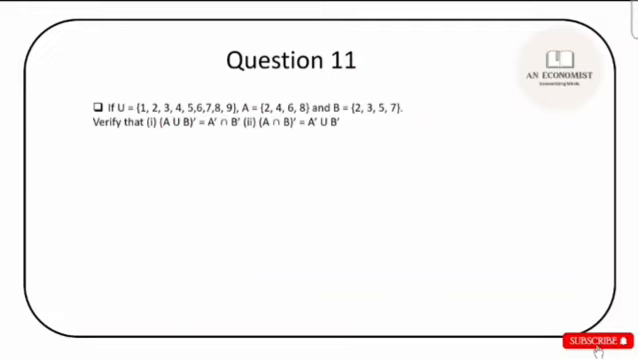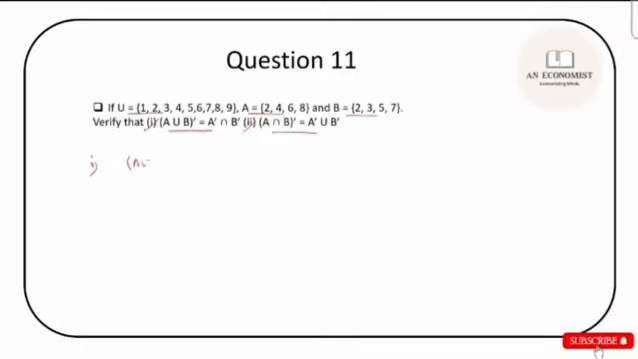Question number 11. You are given the universal set, set A and set B. You need to verify A union B complement is A complement intersection B complement, and A intersection B complement is A complement union B complement. So if you can identify, this is nothing but De Morgan's law that we have proved earlier. So let's verify De Morgan's law numerically now.